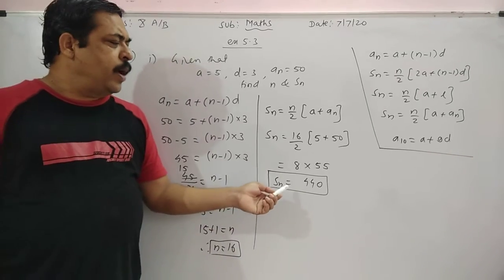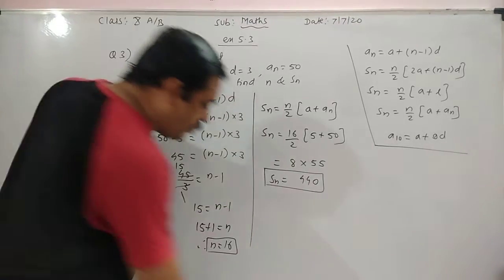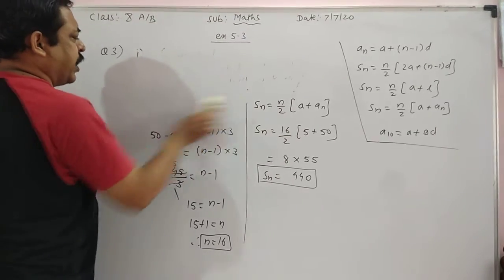Such types of questions will be asked for 1 mark, 2 marks in question number 1 and in question number 2. Hope you understood this. Now we solve the second sum.